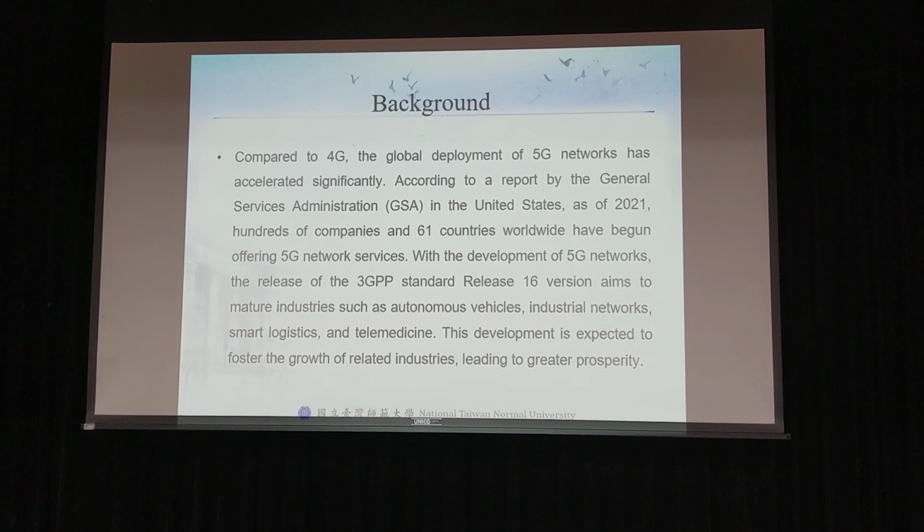With the development of the 5G network, the release of the 3GPP standard release 16 extends into industries such as autonomous vehicles and industrial networks, smart logistics, and telemedicine. The development is expected to foster the growth of related industries and lead to great prosperity.